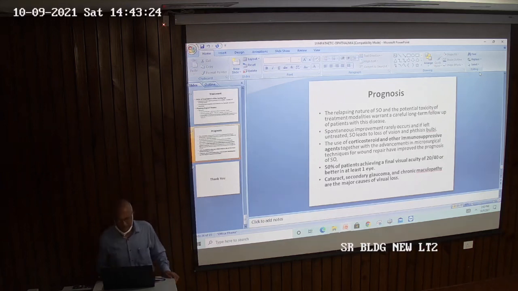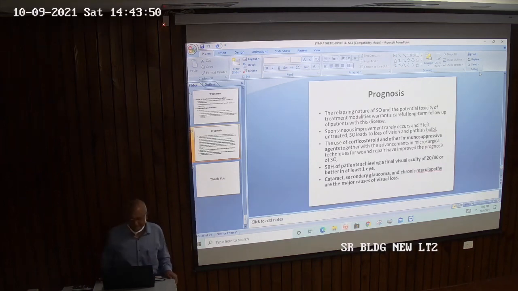Nowadays, with the advancement of treatment, 50% of patients achieve a final visual acuity of 20/40 or better in the last eye. Cataract, secondary glaucoma and chronic maculopathy are the major causes of visual loss, the same as we have seen in iridocyclitis. These are the complications. Cataract, because it disturbs the uveal tissue, leads to secondary or complicated cataract. Glaucoma also, as the trabecular meshwork is involved with fibrosis, and maculopathy and optic neuritis. So we have to start the treatment immediately.